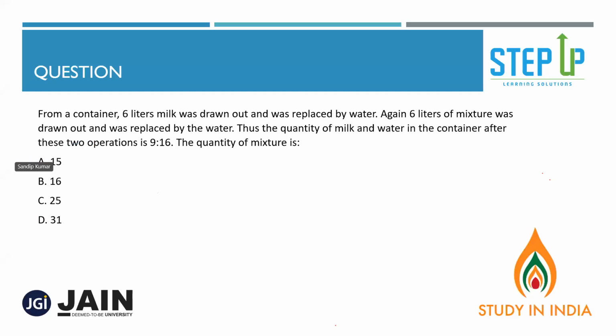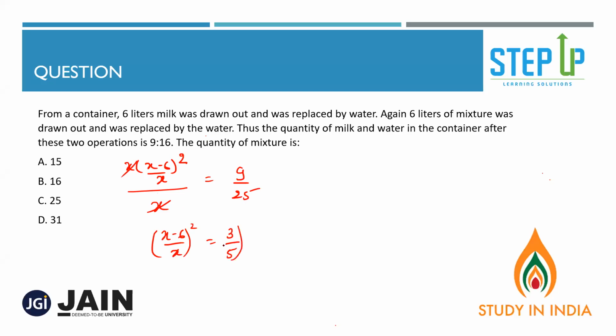Okay, is it 15? Wow, Sandeep. Okay, got the answer? So it is like X into (X minus 6 by X). How many times we are doing this, replaced by the water? 2 times. Divide by X is equal to 9 by 25. So this will get cancelled out. (X minus 6 upon X) whole square is equal to 3 square by 5 square, I can say. This will get cancelled out. So 5x minus 30 is equal to 3x, or 2x is equal to 30, or x is equal to 15. So I hope that's clear to you, everyone here. Yeah, that's the answer, right?